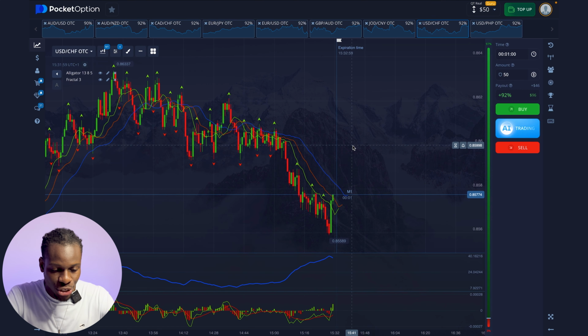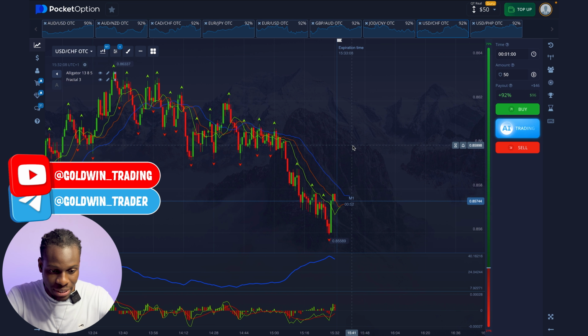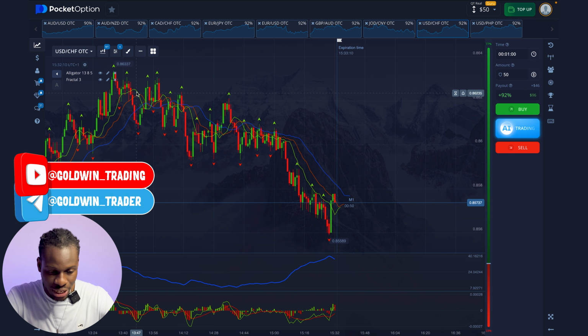Let's get right into today's trading session, guys. Just like I mentioned, we'll be trading the OTC markets today. As you can see, I've already selected a couple of assets right above. As you see, these have the best payout percentages and chart movements as well.